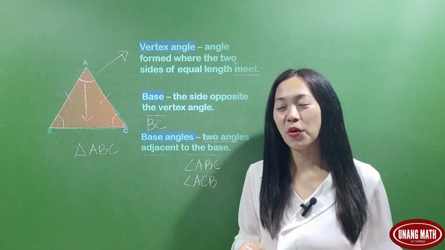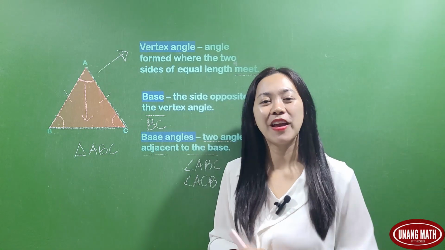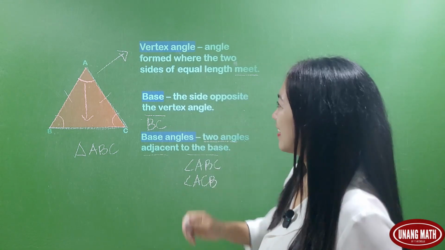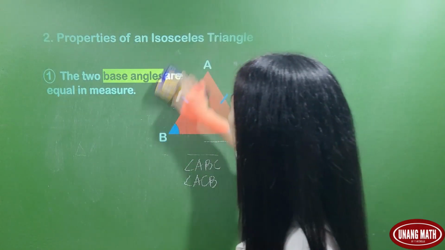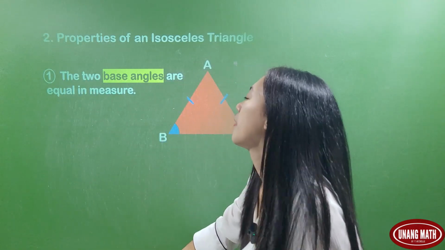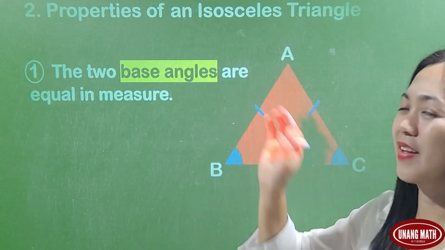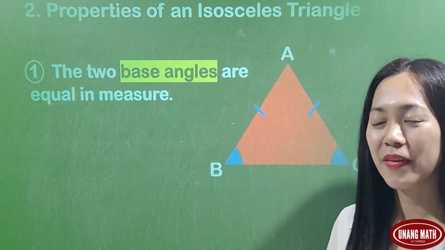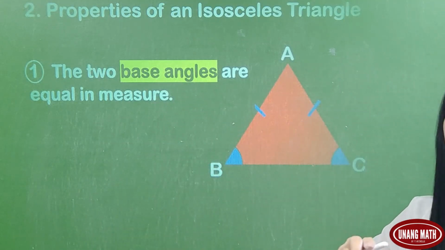Okay, now that you know these important terms about isosceles triangle, let's now move on to the two important properties of an isosceles triangle. Okay, the first property is the two base angles of an isosceles triangle are equal in measure. Let me explain why the two base angles are equal in measure.